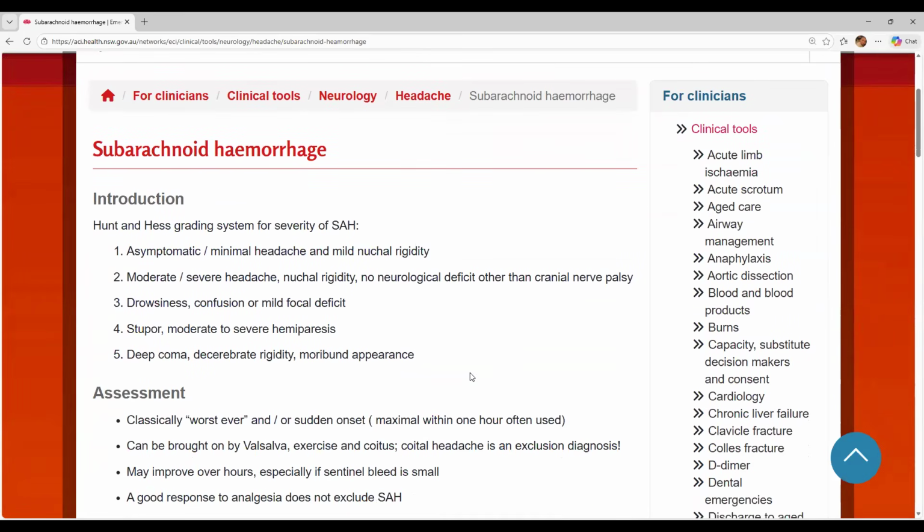So subarachnoid hemorrhage can be asymptomatic, and the patient who is asymptomatic would present with minimal headache with mild nuchal rigidity. And then there's moderate and severe headache with nuchal rigidity, drowsiness, confusion, stupor, moderate to severe hemiparesis, deep coma, decerebrate rigidity, moribund appearance. So these are the severity of the symptoms of subarachnoid hemorrhage.